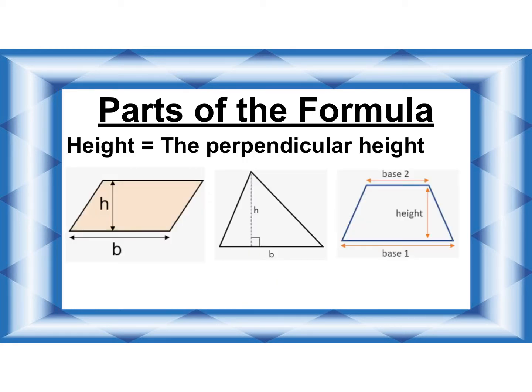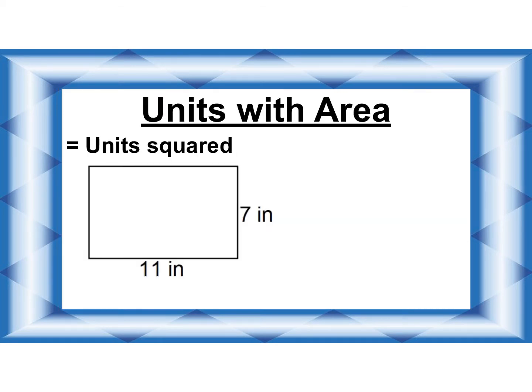A lot of the formulas are going to require the height, and when we talk about height, we're looking at the perpendicular height. So in this parallelogram, we have our height here, which is perpendicular. It's not this. That's a slanted piece that's not perpendicular. In our triangle, we have our perpendicular height. In our trapezoid, we have our perpendicular height. Also a reminder with area, we're doing something times something. In this case, we're doing inches times inches. So this one would be 77 inches squared.